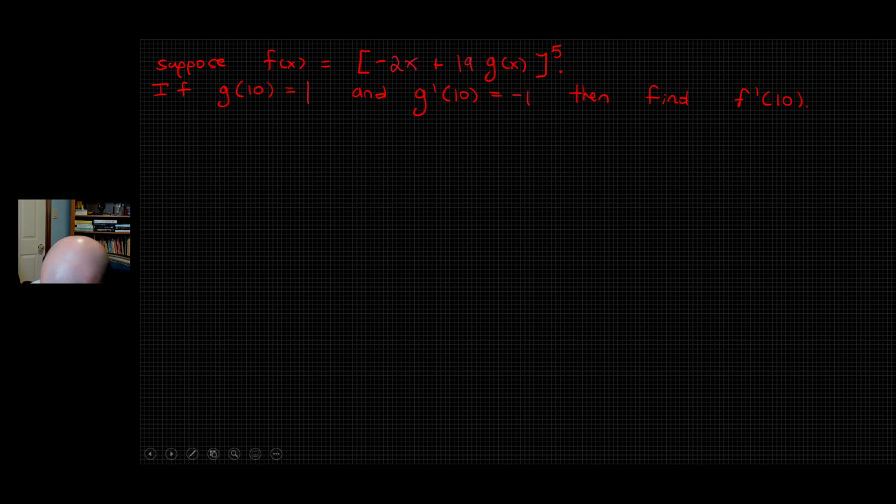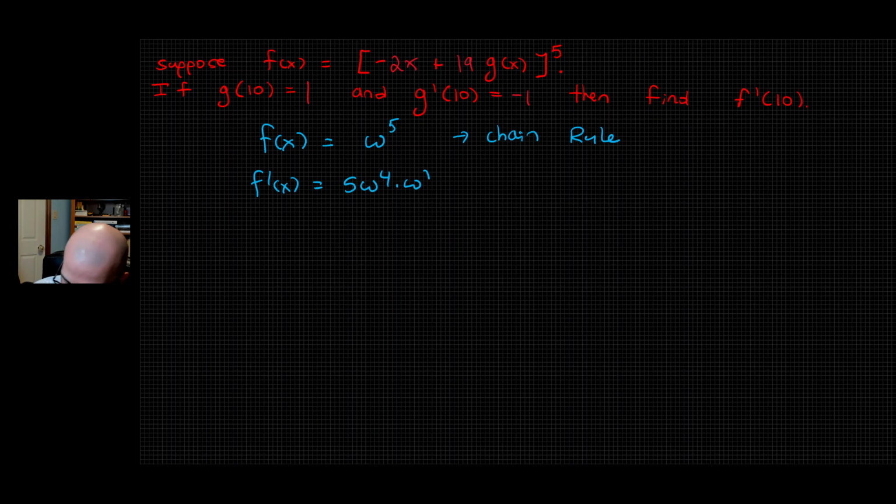I'm going to start not by taking the derivative, but by recognizing what type of function this is. This is a function of the form w to the power of 5. It is a chain rule, a function to a power. When we take the derivative of w to the power of 5, we get 5w to the 4 times w prime. For this particular function, this will look like negative 2x plus 19 times g of x, all of that raised to the power of 4 multiplied by w prime.